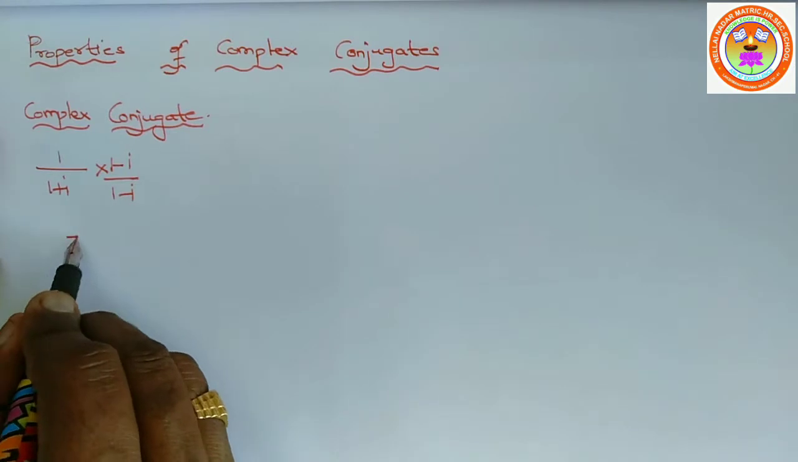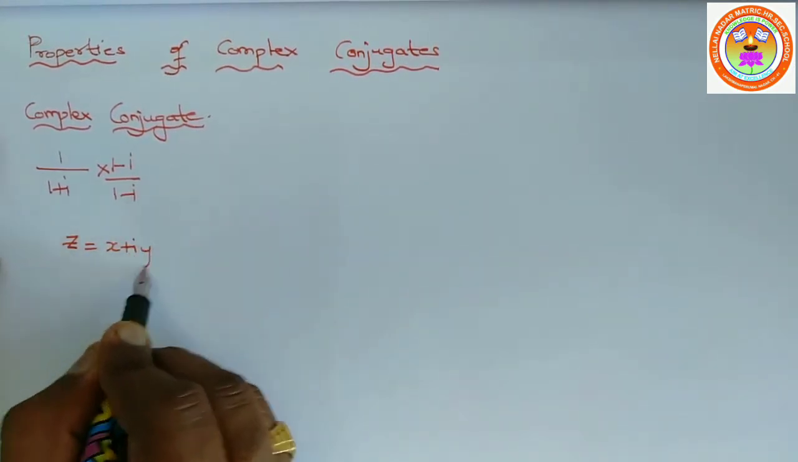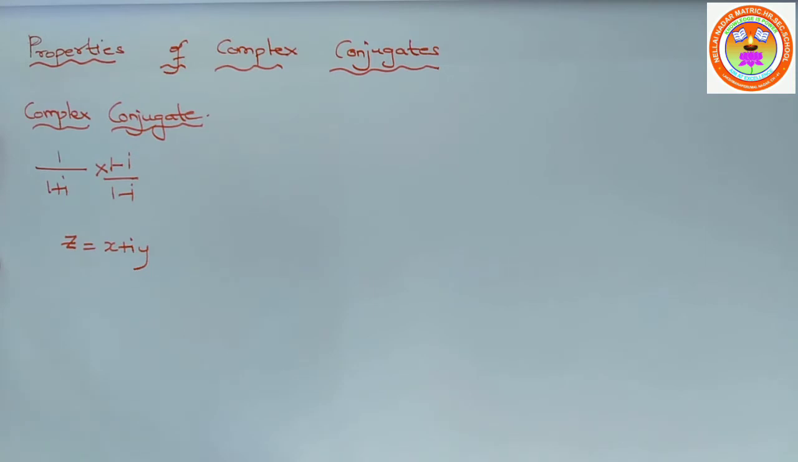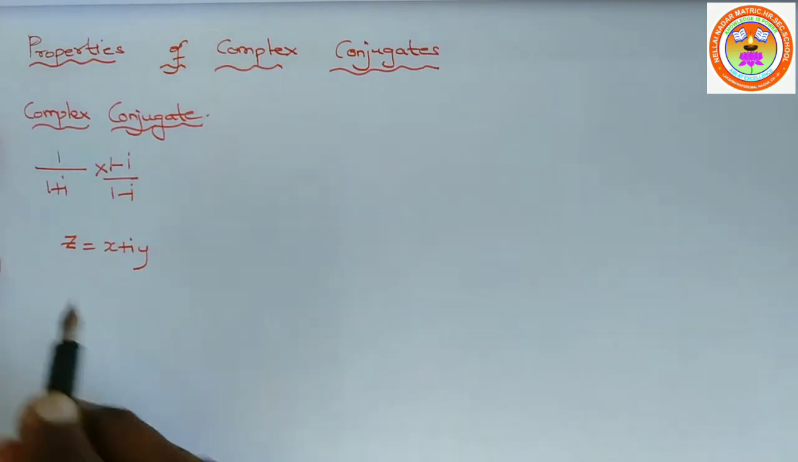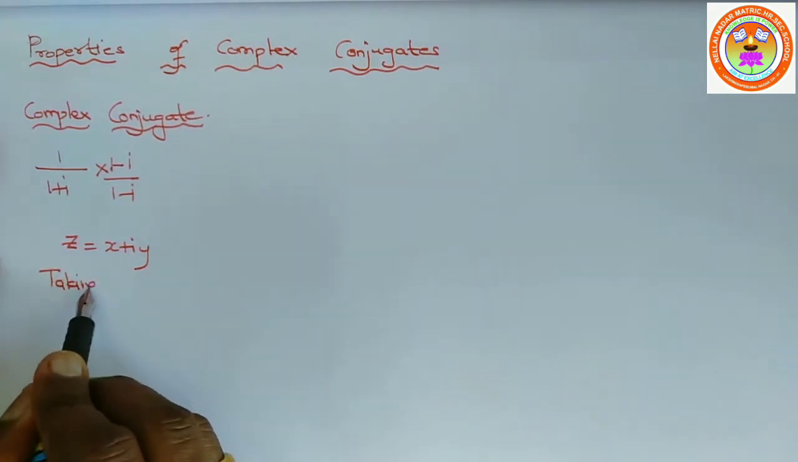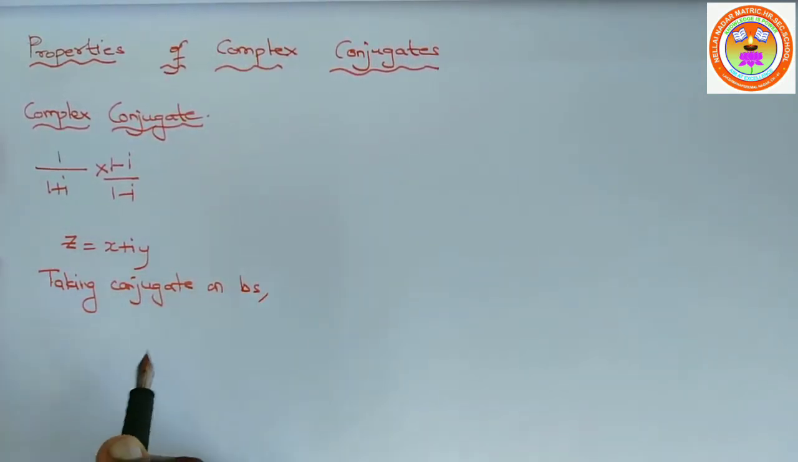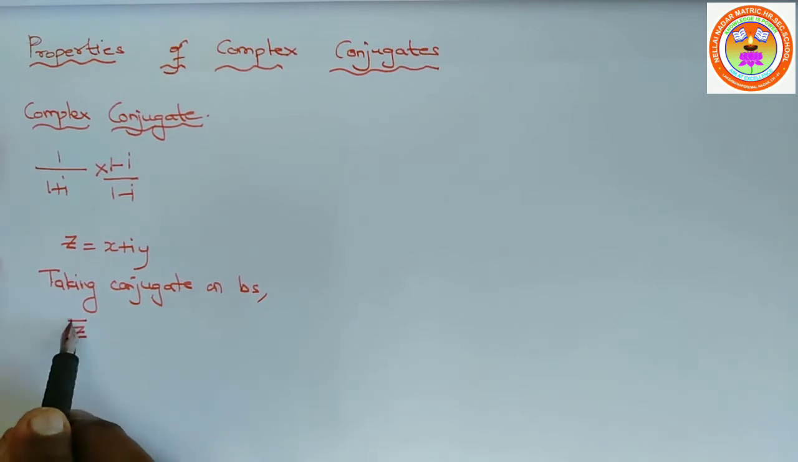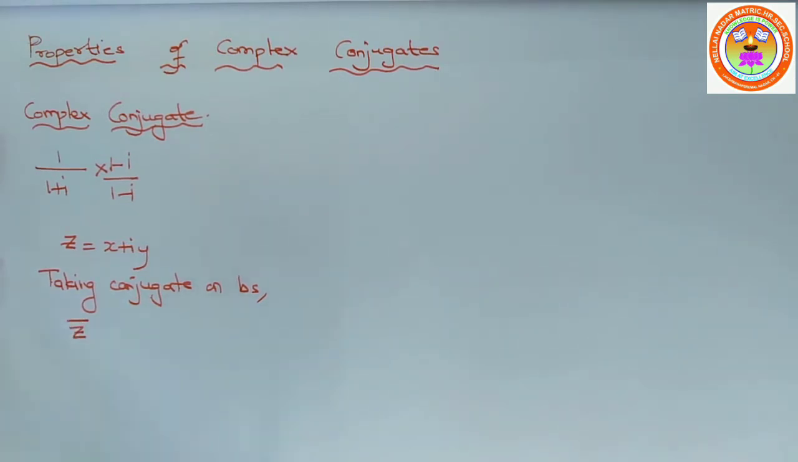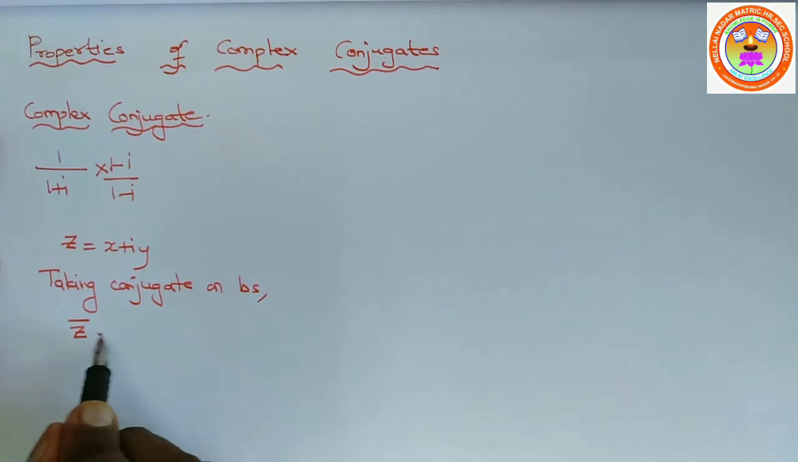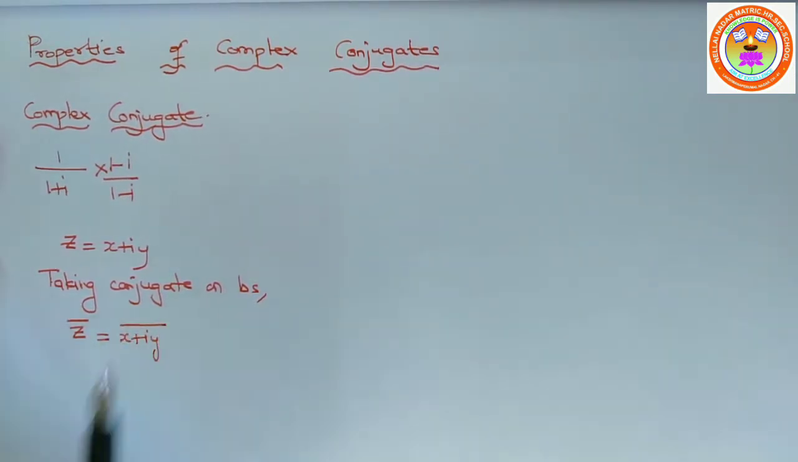For example, z is equal to x plus iy. This is one complex number. Taking the conjugate on both sides: the conjugate is nothing but z bar. Conjugate means bar. z bar is equal to x plus iy the whole bar. Taking bar on both sides, this is called conjugate.